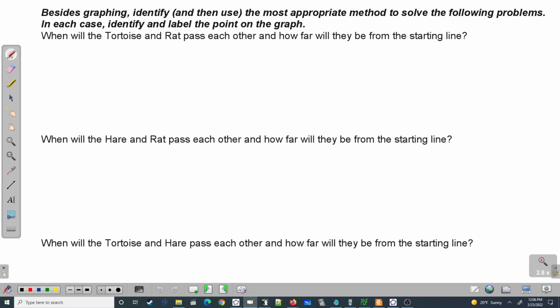But for now, I just know that at some point, the tortoise's distance, t of x, and the rat's distance, r of x, have to equal each other because that's when they pass. I think substitution is the way to go. What's another way to write t of x? Another way of writing t of x would be to write the actual equation, 0.75x plus 1,000.